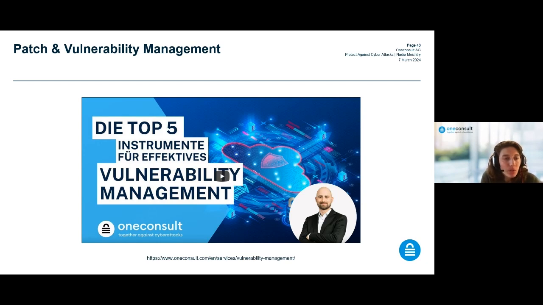And it is important to obtain information on current vulnerability reports via suitable channels and incorporate this into IT management. And patch management then ensures that the recognized vulnerabilities are closed in a targeted manner by distributing updates and patches. For more details on setting up vulnerability management, I would refer to the webinar held by Tobias Ellenberger a few months ago. It was recorded and can be found on our YouTube channel. And you can also have a look at our website. There is a blog post on this topic as well.